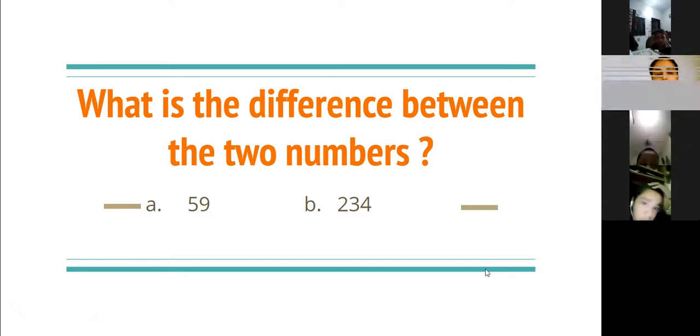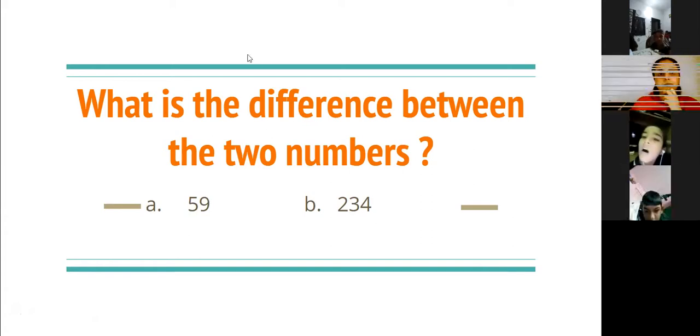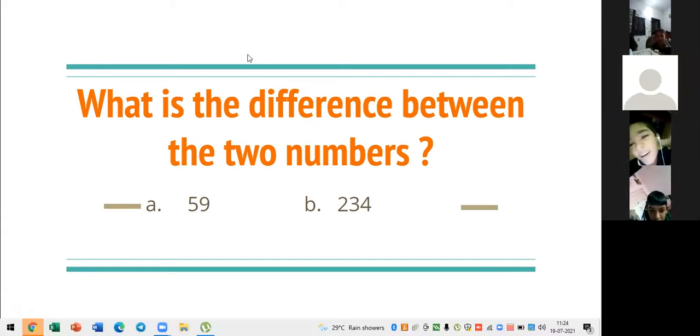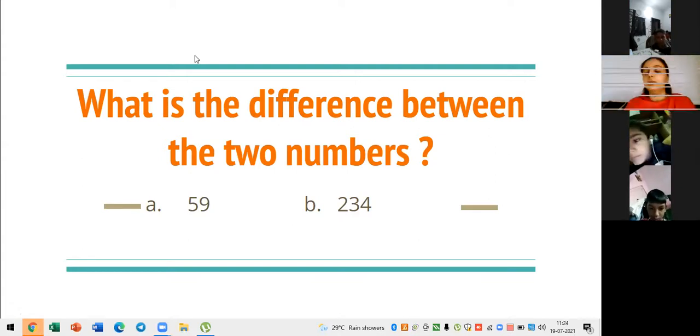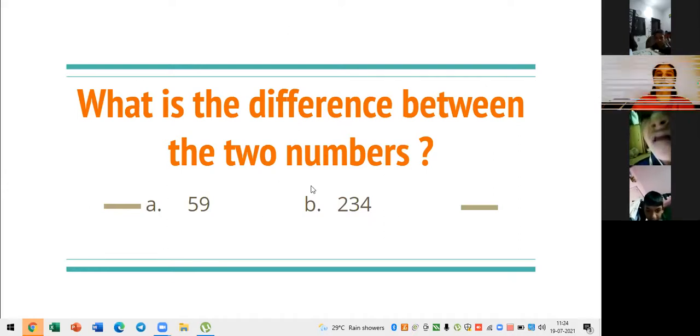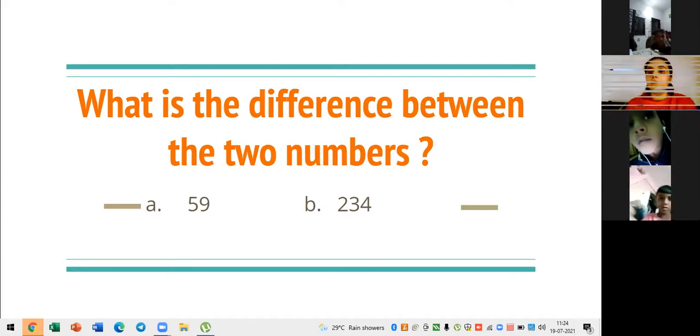Units and tenths. Units and tenths, correct. Thank you so much. You have correctly identified it that 59 is having units place and tenths place. All right. So correctly said, we have units and tenths place for 59.